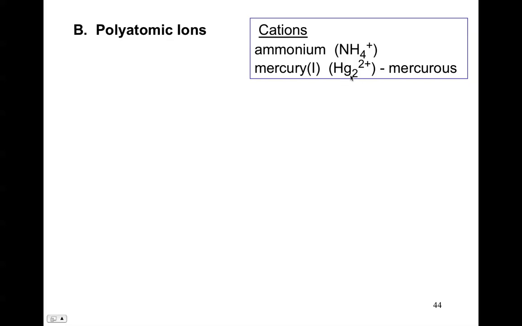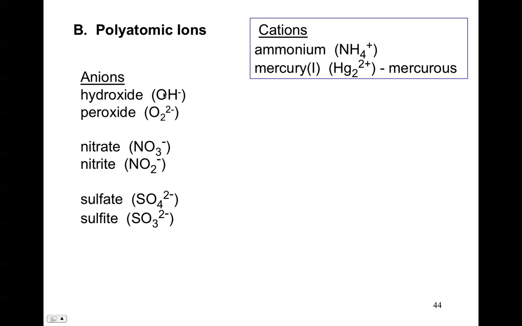This other one's interesting. It consists of 2 mercury atoms bonded together to form a molecule, and the overall charge of the molecule is 2+. Since you have 2 atoms, then that requires each atom to have a +1 charge. So that's called the mercury 1 dication or the mercurous ion. You don't need to memorize this language here, mercurous.